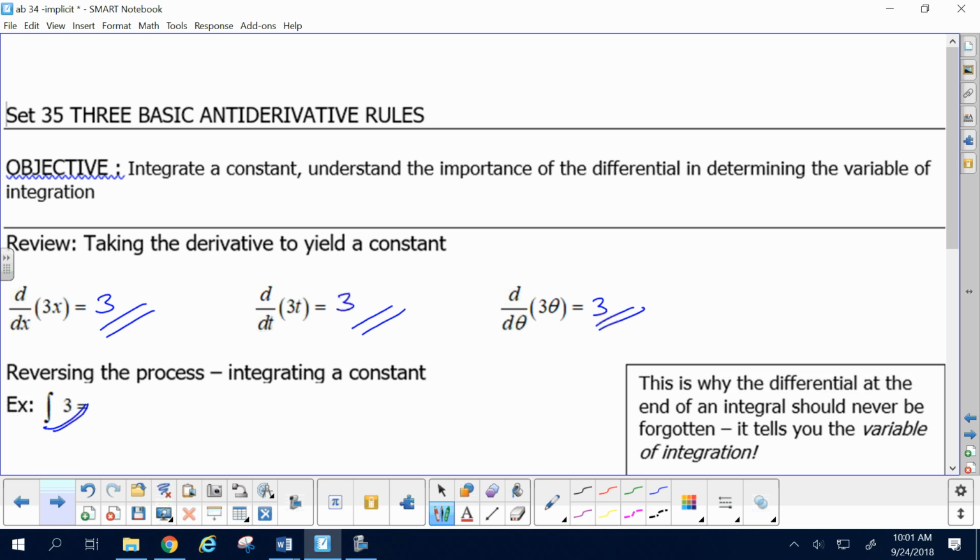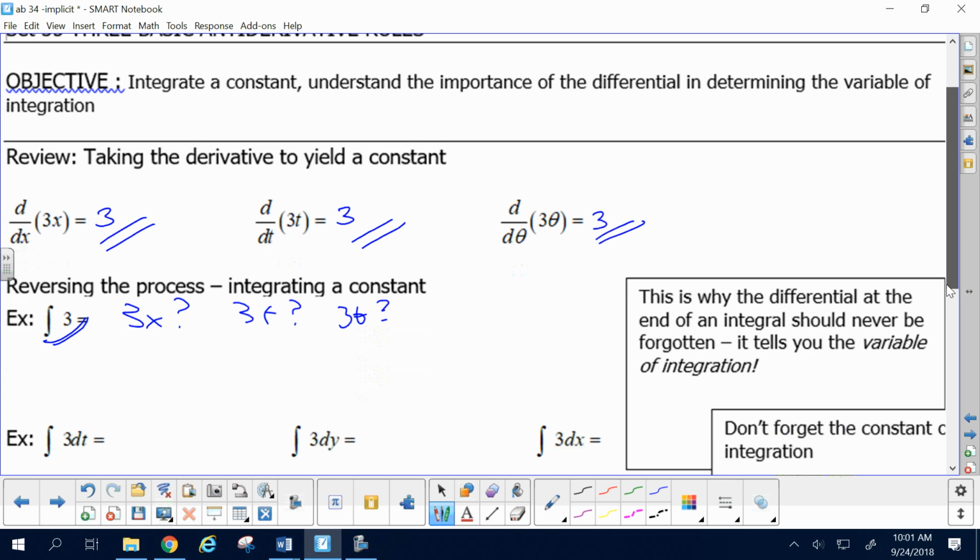Well, it could be 3x, because the derivative of 3x is 3. Could be 3t, because the derivative of 3t was 3. Could be 3 theta, because the derivative of 3 theta was 3. And so that then has a bit of a problem in that it is not possible the way it's written.